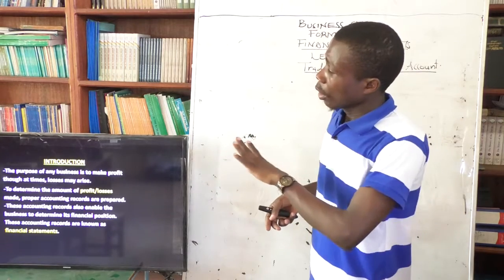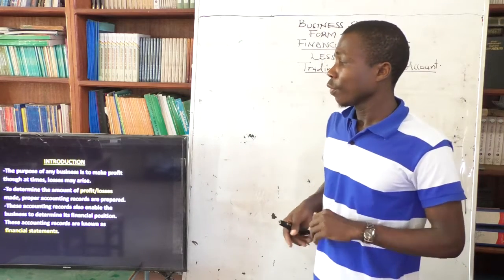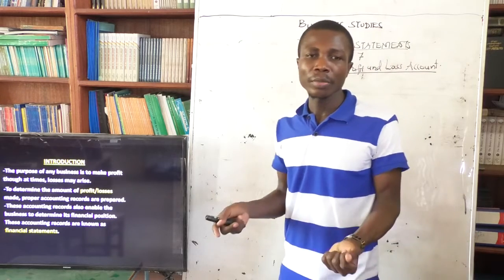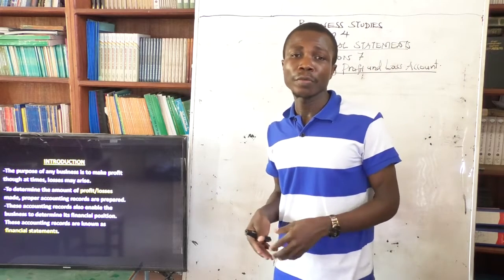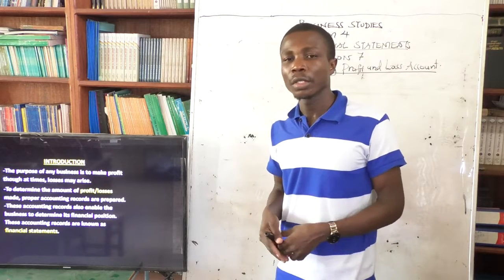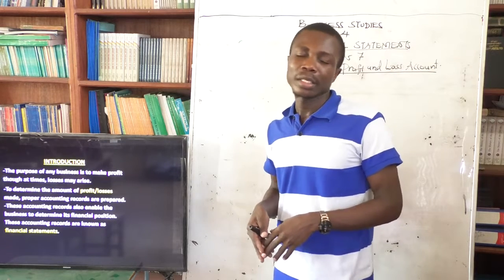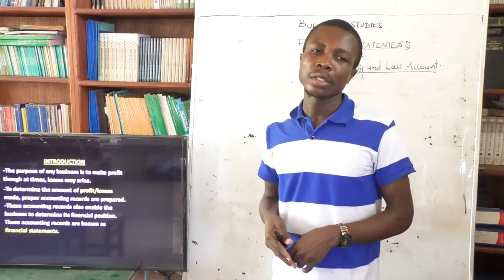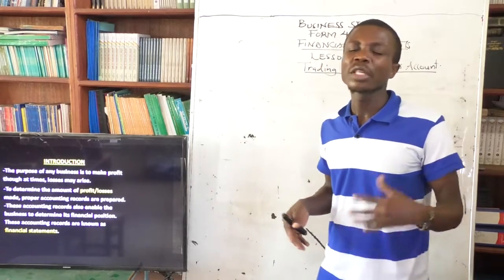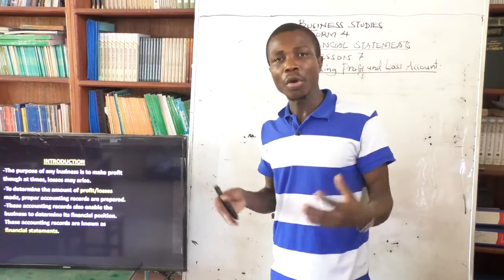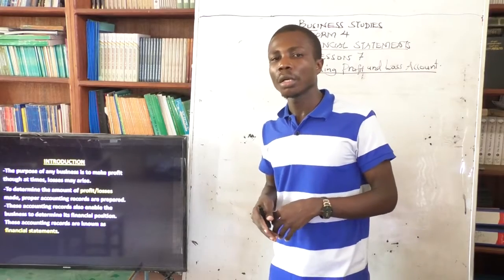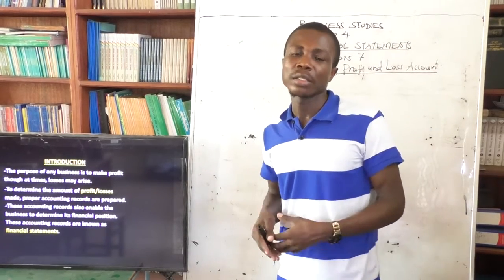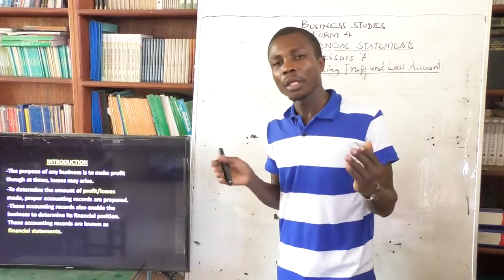In making profit, sometimes the business may not make profits. The main aim is profit, but sometimes we may end up with a loss. There is a way that can be determined. To determine the amount of profit or loss made, proper accounting records ought to be prepared. You have to prepare some trading or accounting records, and these accounting records enable us to know the financial position of the business.